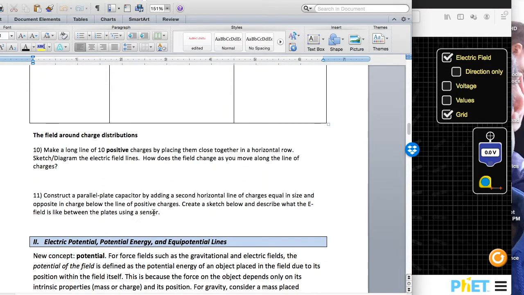All right, the field around charge distributions. Oh man, this is kind of a fun one. Make a line of 10 positive charges by placing them close together on a horizontal row. Sketch a diagram of the field lines produced by that. How does the field change as you move along the line? You'll use the sensor. Then construct a parallel plate capacitor by adding a second horizontal line, equal in size and opposite in charge, below the positive charges.